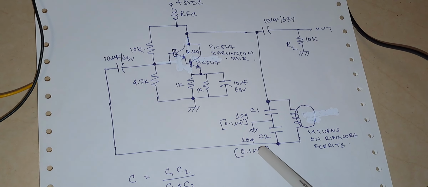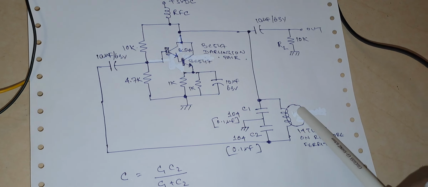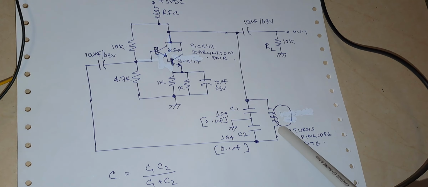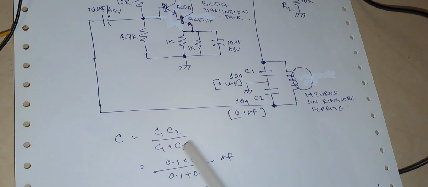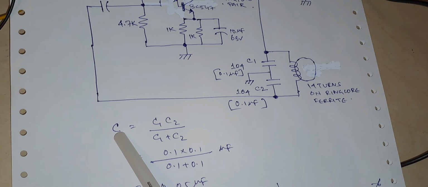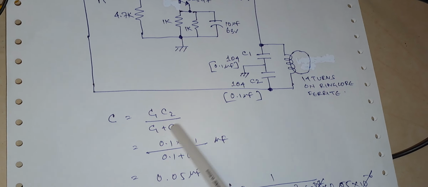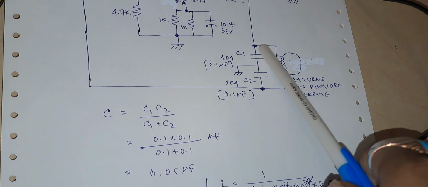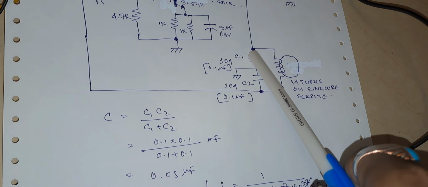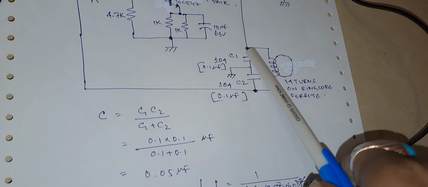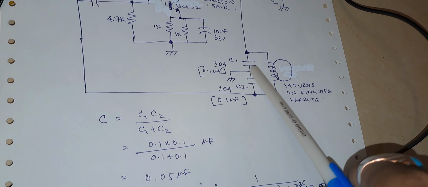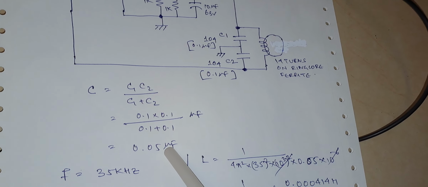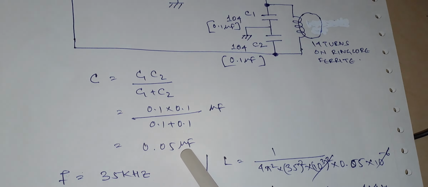Now let us calculate the inductance of this coil. Because we know we are generating a frequency of 35 kilohertz, we will be measuring the inductance of this coil. Here you can see the capacitance C equals C1 C2 by C1 plus C2, because these capacitors are like parallel in a high frequency circuit. If it is a short circuit, both will be like parallel. If we calculate, the total capacitance becomes 0.05 microfarad.